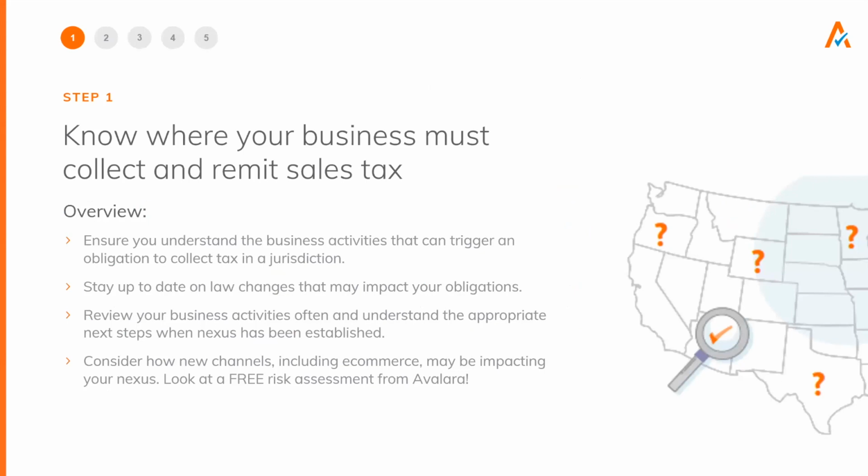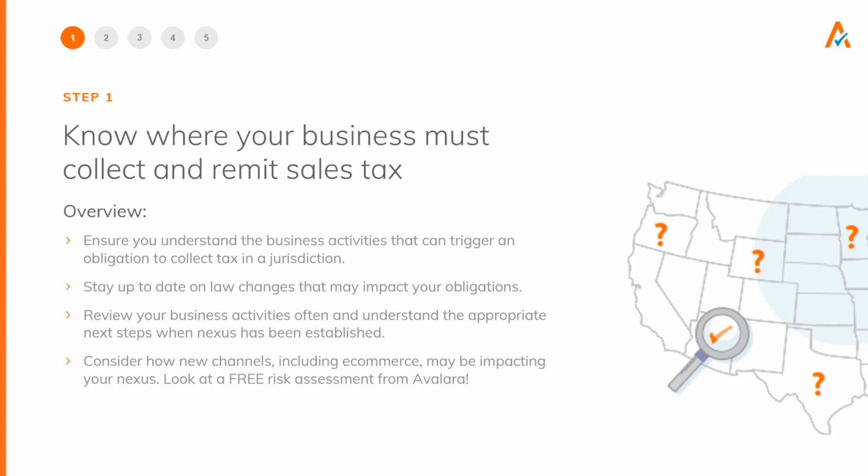Now what I'll do with those 5 steps is just take a deeper dive into each one of them, just to paint a better picture on the 5 steps and maybe what you're experiencing today. And step 1, like we said, is just knowing where your business must collect. And it's important to take a look at your business activities and how they can trigger a nexus obligation.